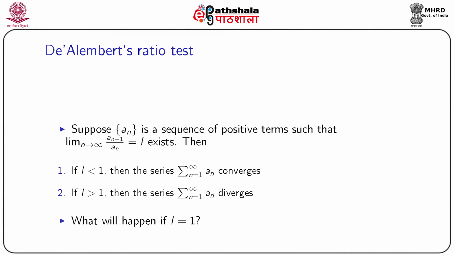We can have some other tests too. The next test we will be considering is called D'Alembert's ratio test. Here we don't need any second sequence. Suppose a_n is a sequence of positive terms, so this test is valid only for positive series, such that the limit as n tends to infinity of a_(n+1) over a_n is equal to L, and this limit exists. Then if L is less than 1, we say the series is convergent. If L is greater than 1, we say the series is divergent. But this test is silent whenever L is equal to 1. We will be discussing the case L equals 1 later on.